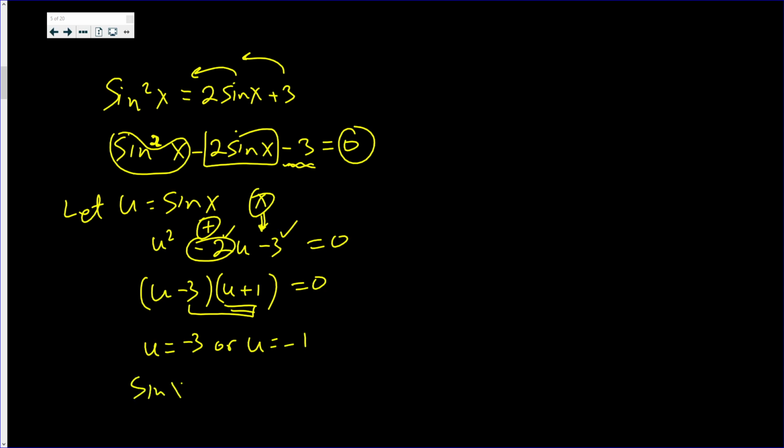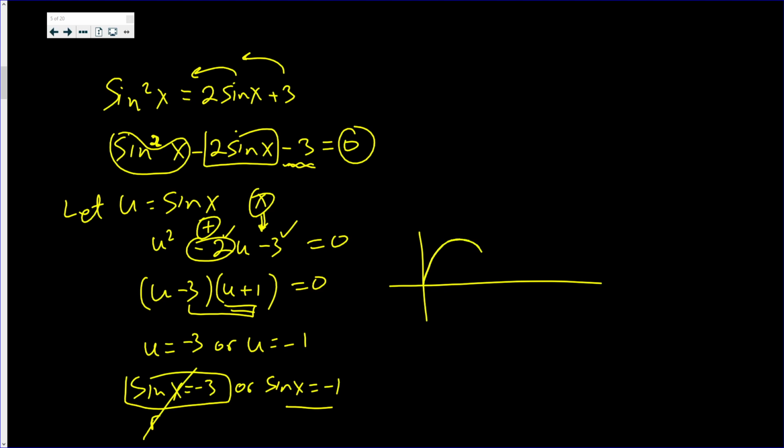But u is sine x. So either sine x is negative 3 or sine x is 1. Well, sine x is negative 3 here. Okay, that's gone. When is sine x negative 1? Well, let's look at one period of the sine graph. It equals negative 1 right here. 0, 90, 180, 270, 360.